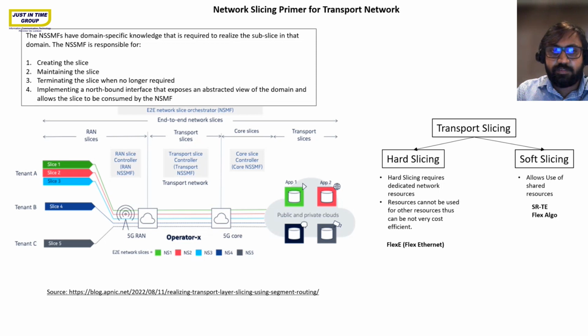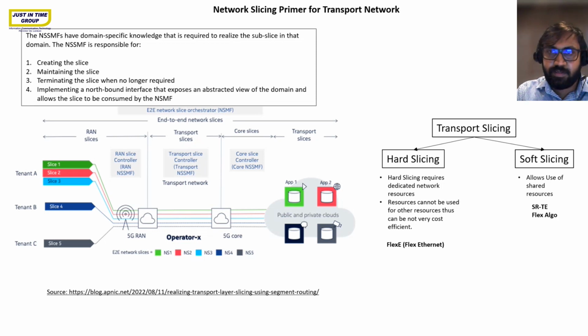To cater to that, certain things should be fulfilled in a network from the radio access network perspective, then the transport network perspective, then the core network perspective. Usually there are two ways of doing network slicing in a transport network. One is called hard slicing, another one is called soft slicing.